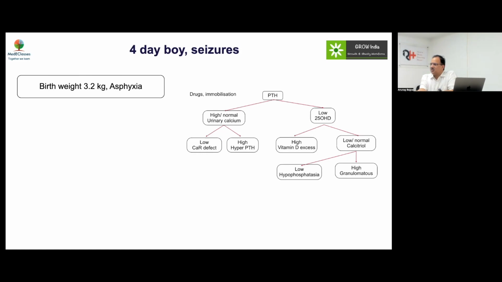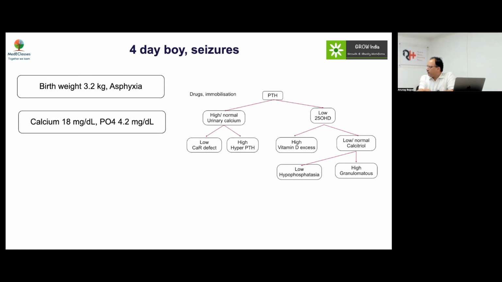4-day-old boy with seizures, birth weight was 3.2 with asphyxia, calcium is 18, very high, phosphorus is 4.2. So how do you assess this sort of a relation of calcium and phosphorus? As you can see, the calcium is high, the phosphorus is also on the higher side. So this looks like a vitamin D related cause. We do not expect an excess at day 4 of life so soon. So in the setting of birth asphyxia, one must look for purple violaceous nodules. An important point here is that phosphorus is not low, making PTH dependent cause less likely.